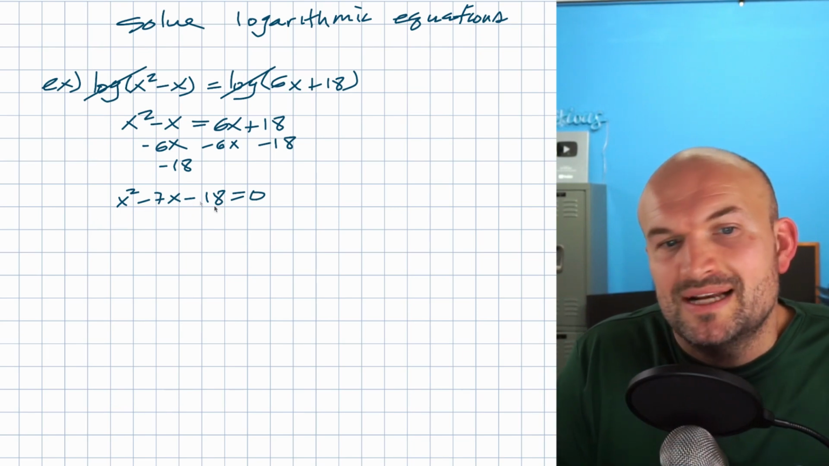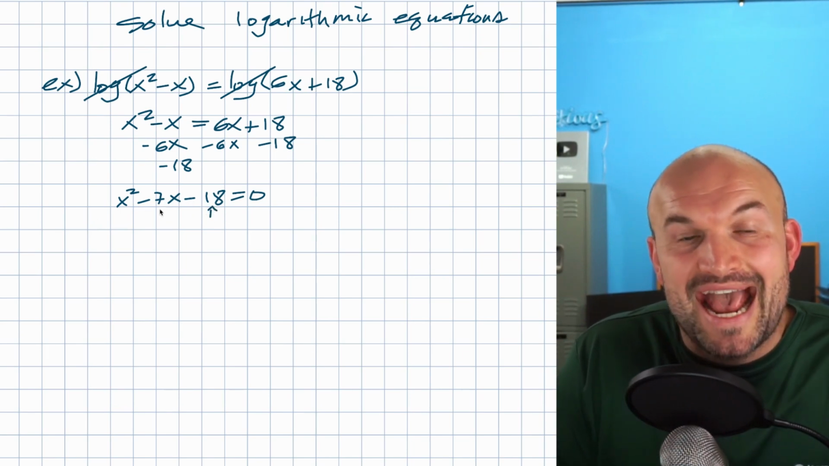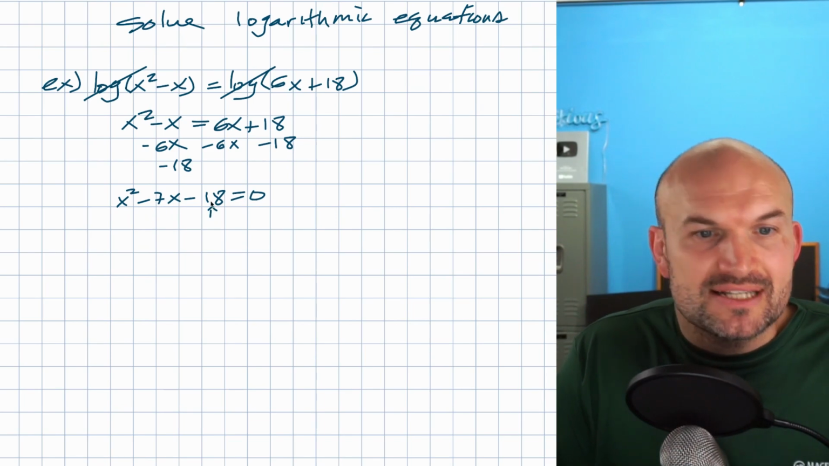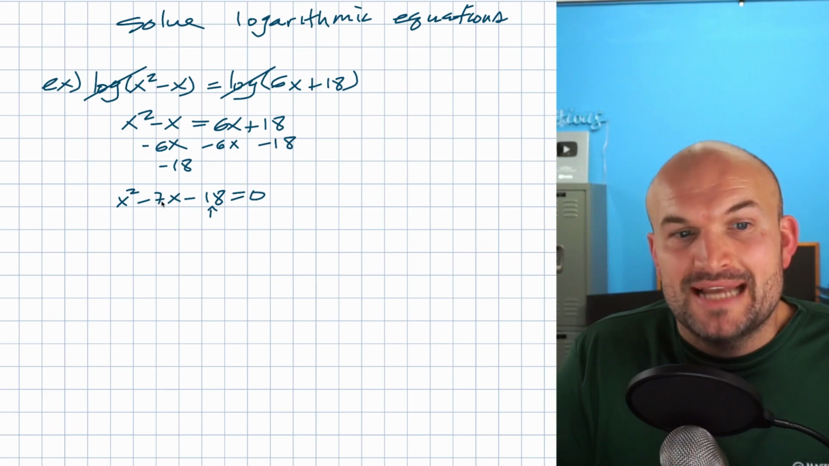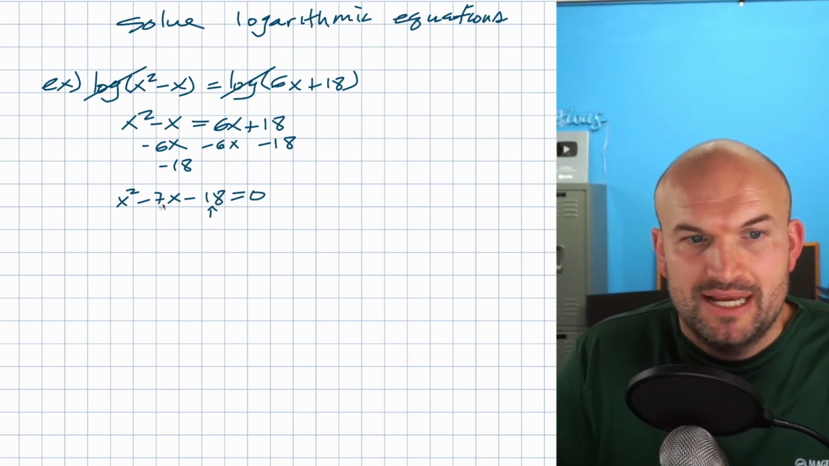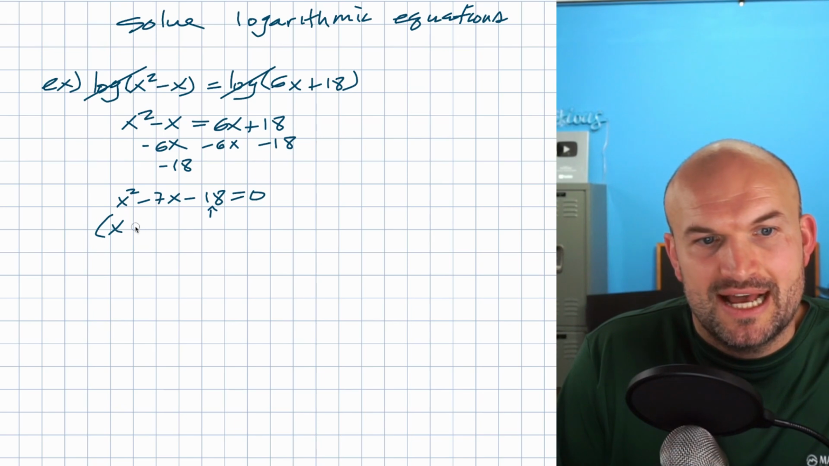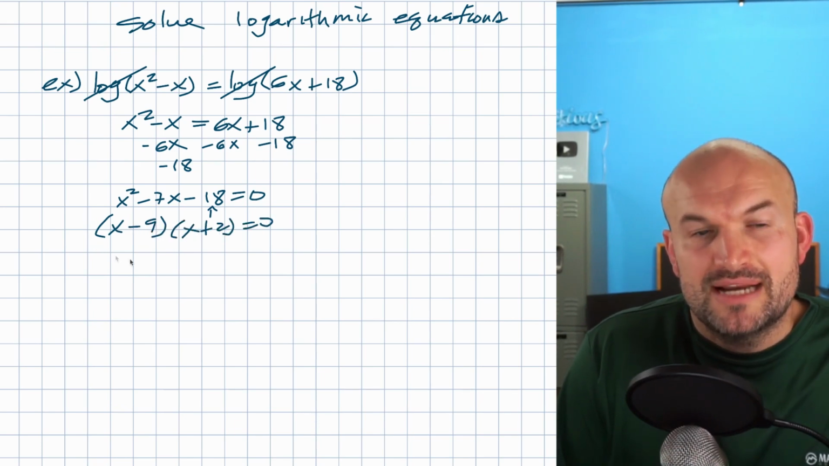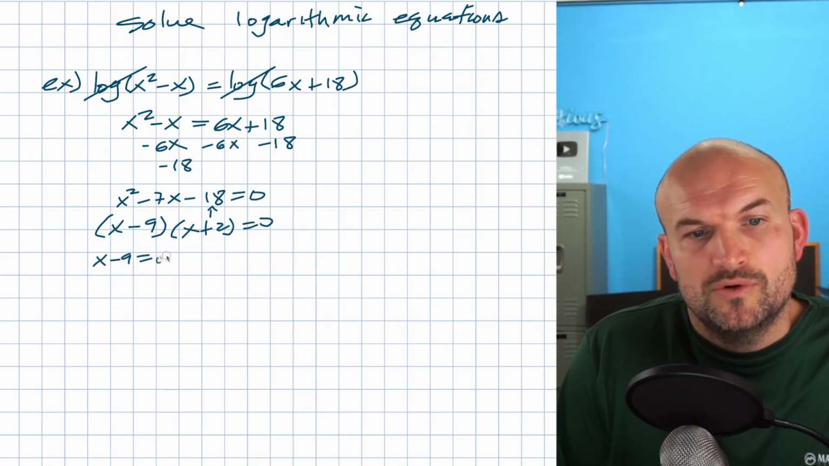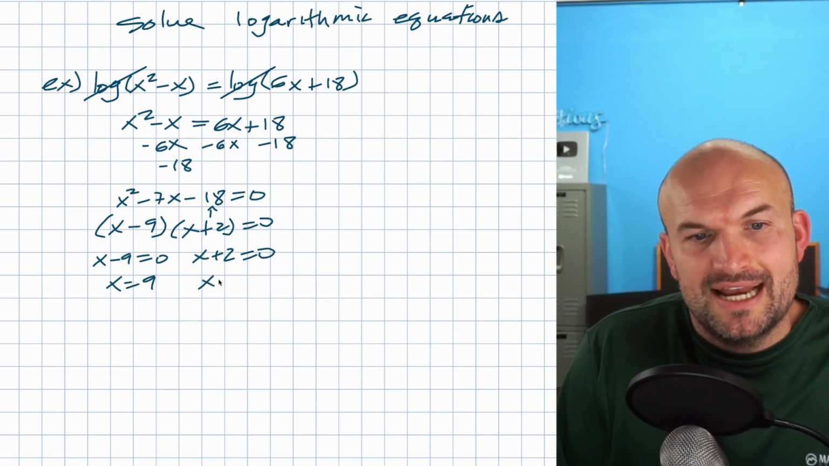What two numbers multiply to give me negative 18, but then add to give me negative 7? Since the product is negative, one's positive and one's negative, so my 9 is going to have to be negative, and then plus 2 is going to give a negative 7 here. That's what I'm getting. So I'm going to say x minus 9 times x plus 2 is equal to 0. Now I can just use the zero product property, set them both equal to 0. And therefore, x equals 9 and x equals negative 2.